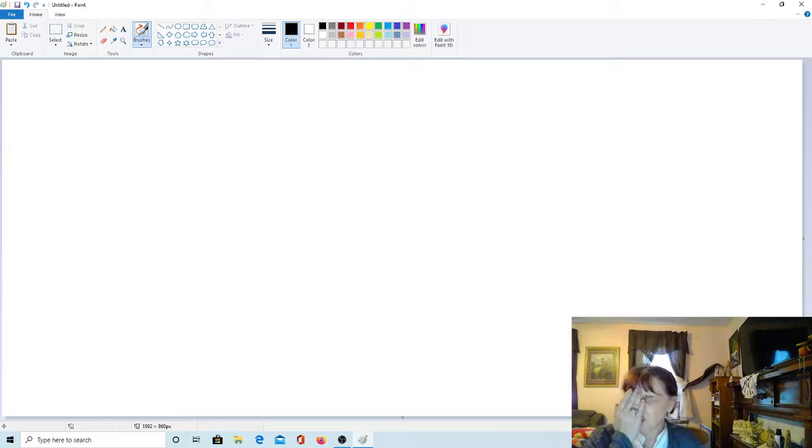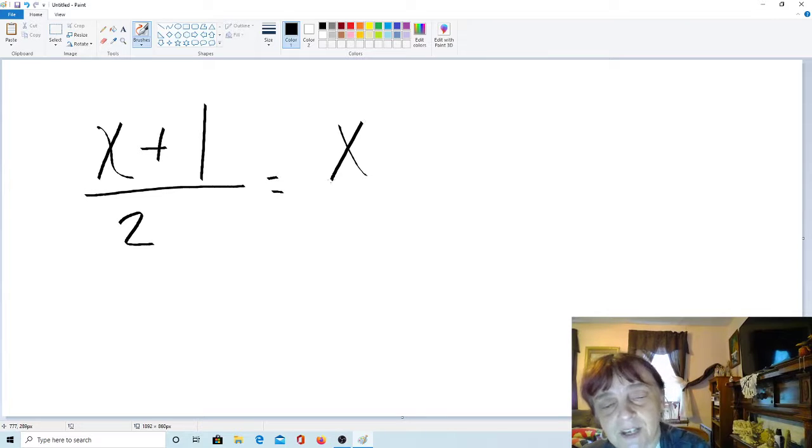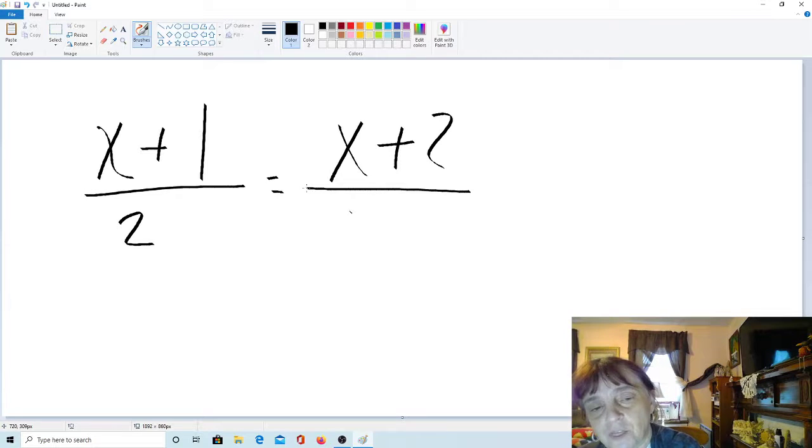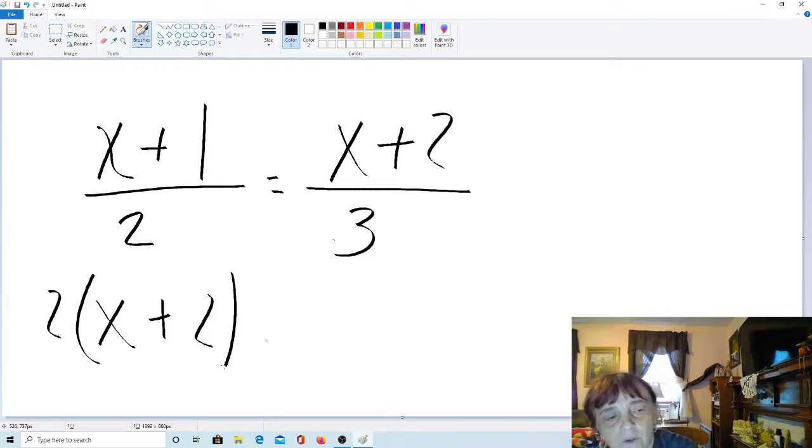Okay, now let's say you want to solve an equation for x. You have x over 1 over 2 equals x plus 2 over 3. You have to cross multiply: x plus 1 times 3 has to equal the product of 2 times x plus 2. So 2 times x plus 2 equals 3 times x plus 1.